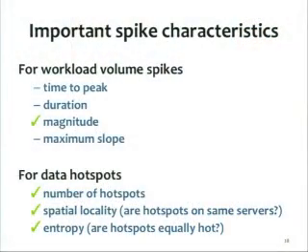So first, let's look at different spike characteristics that are important. For spikes in the workload volume, we looked at time to peak, from start of the spike to the peak of the spike, the duration, the magnitude, and the maximum slope in the aggregate workload. And for data hotspots, we looked at the number of hotspots in this particular spike, the spatial locality, or whether the hotspots are on the same servers or not, and the entropy of the hotspot distribution, whether the hotspots are equally hot or there are some hotspots that are a lot hotter than others.